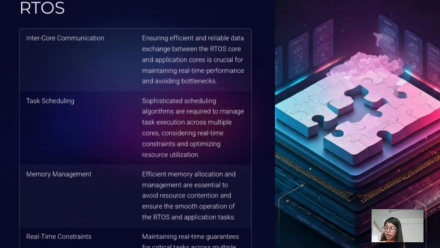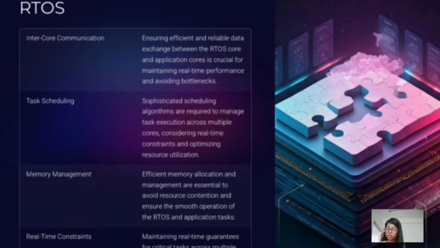Then task scheduling. Sophisticated scheduling algorithms are required to manage task execution across multiple cores, considering real-time constraints and optimizing resource utilization. So for this scheduling, we have to design a proper algorithm to manage task execution across multiple cores. We need to manage the execution across the multiple cores. That is one of the challenges.